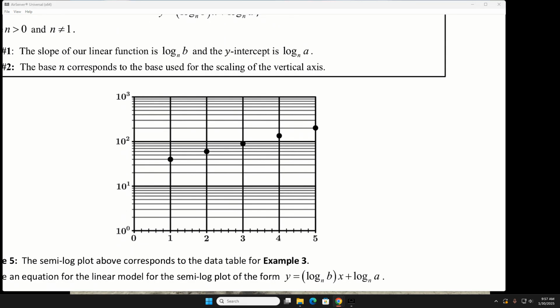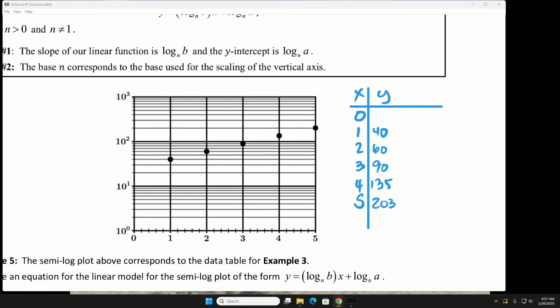Okay, so let's just start off with the original points. We have the original points from a previous problem. You could still get them from this one. Let's hold a space for 0 because we're going to need that in a second. From the original graph, we have points for the x's 1 through 5. This first one is 40, and then 60, and then 90, and then 135. To me, it doesn't really look like 135, but that's what the data had. And then 203.